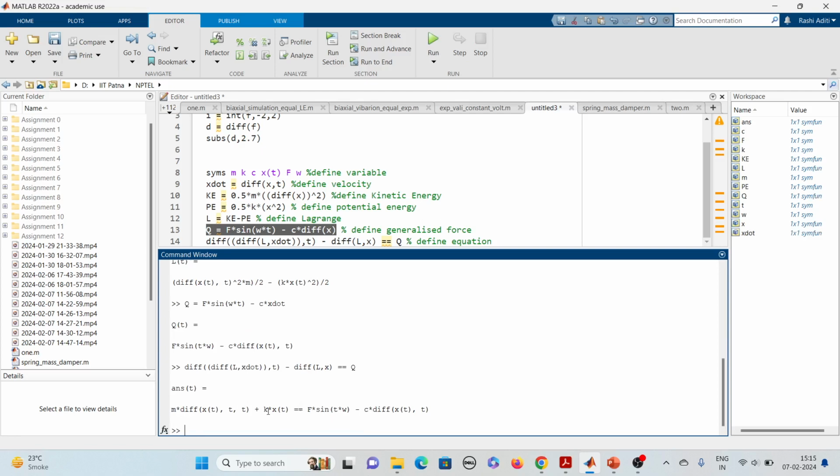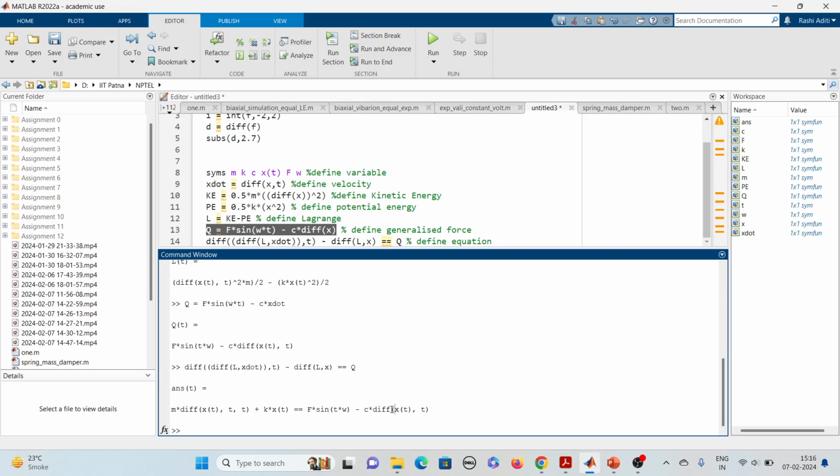Here, I got the equation of motion. You can see m into d/dt of this bracket, which contains x of t, which is the second differentiation of x with respect to time, x double dot. So m x double dot plus kx is equal to F sin omega t minus c times the differentiation of x with respect to time, which is x dot. Okay, so it gave me the same equation: m x double dot plus c x dot plus kx is equal to F sin omega t, isn't it?